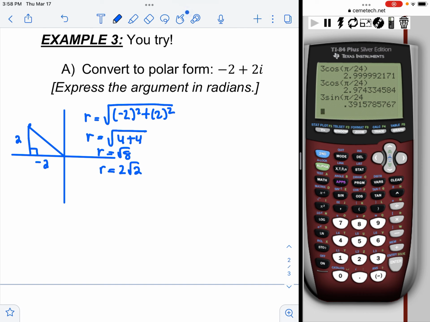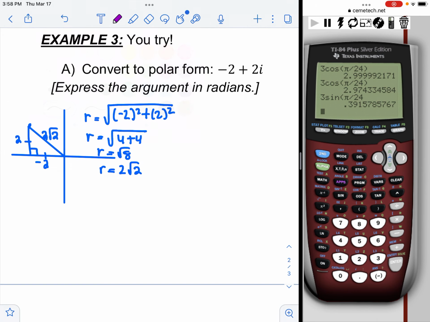There is a faster way of getting 2 root 2. If you recall from integrated geometry, this is a 45, 45, 90 triangle because it has 2 congruent sides, so there are 2 congruent angles. When you have a triangle like that, your sides are w, w, w root 2. So if this is 2, 2, this is going to be 2 root 2. It's just a faster way of getting it so you don't have to use that modified Pythagorean theorem. All right, now I need theta.